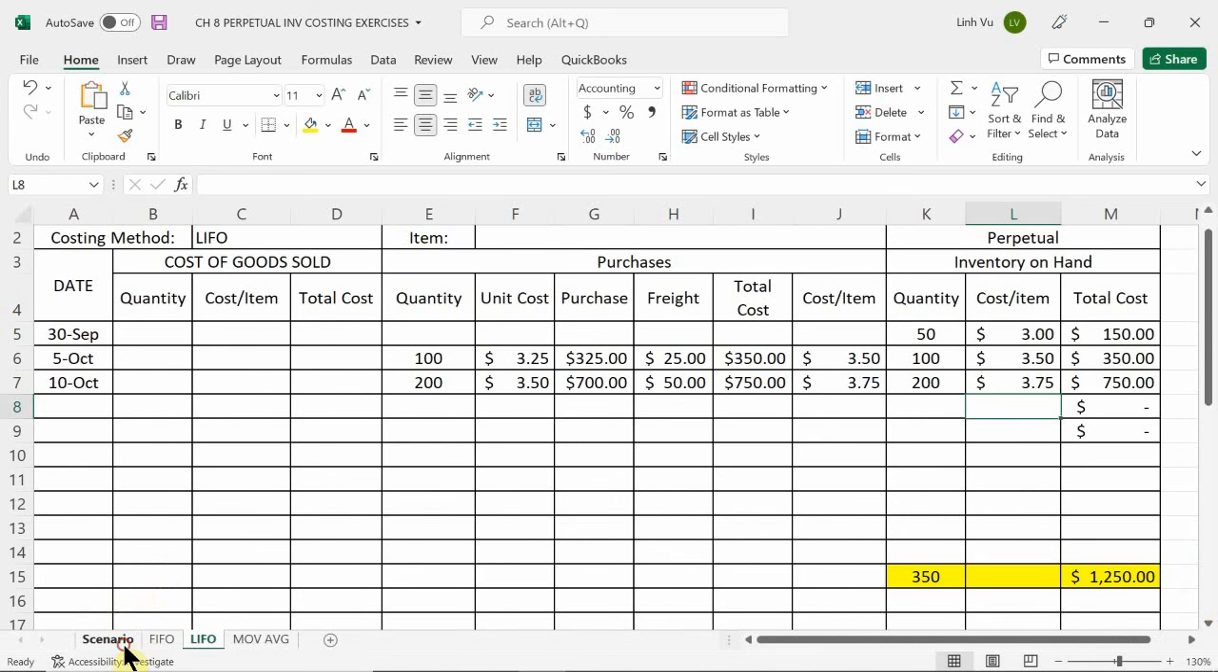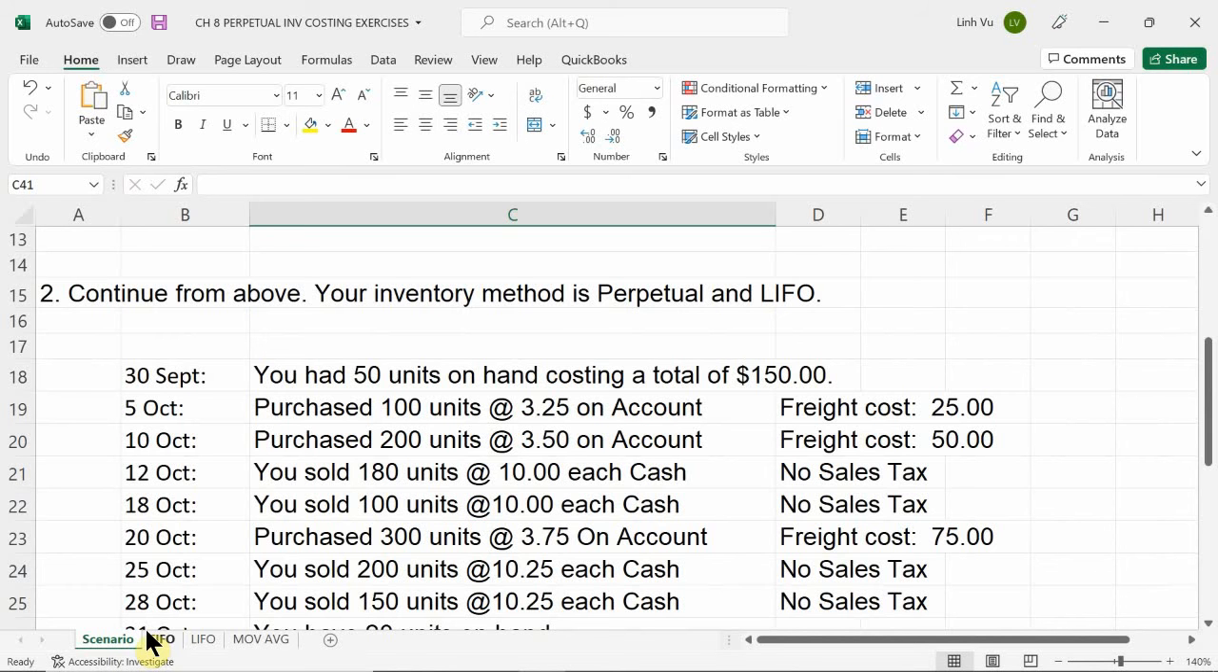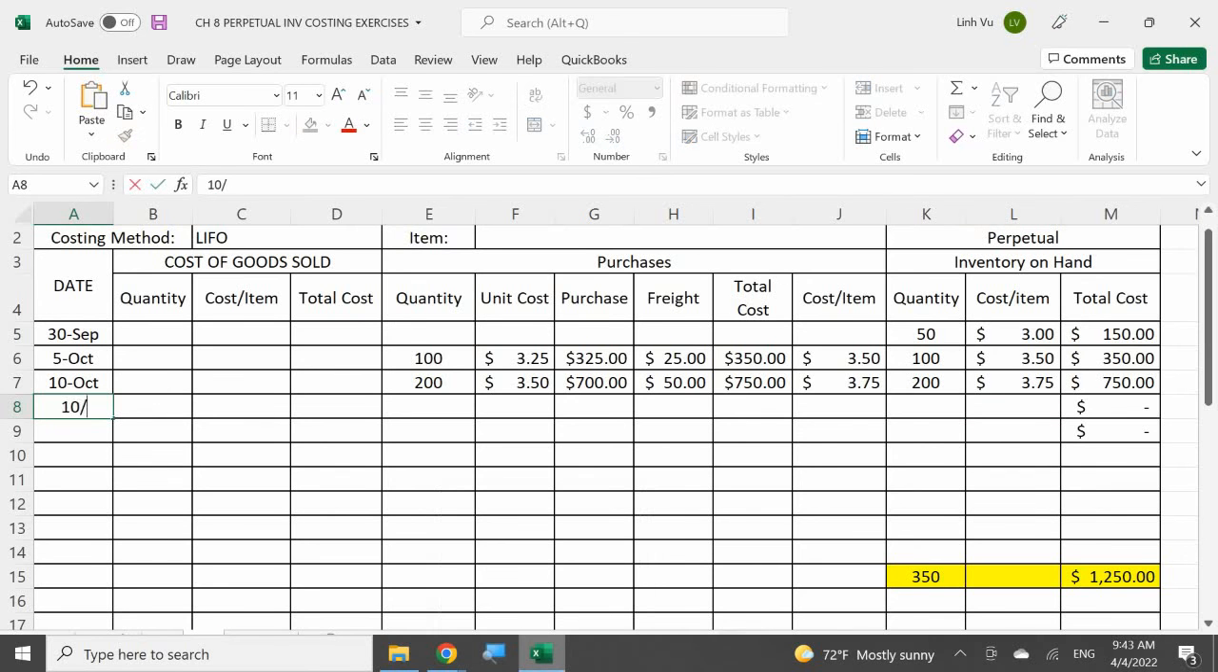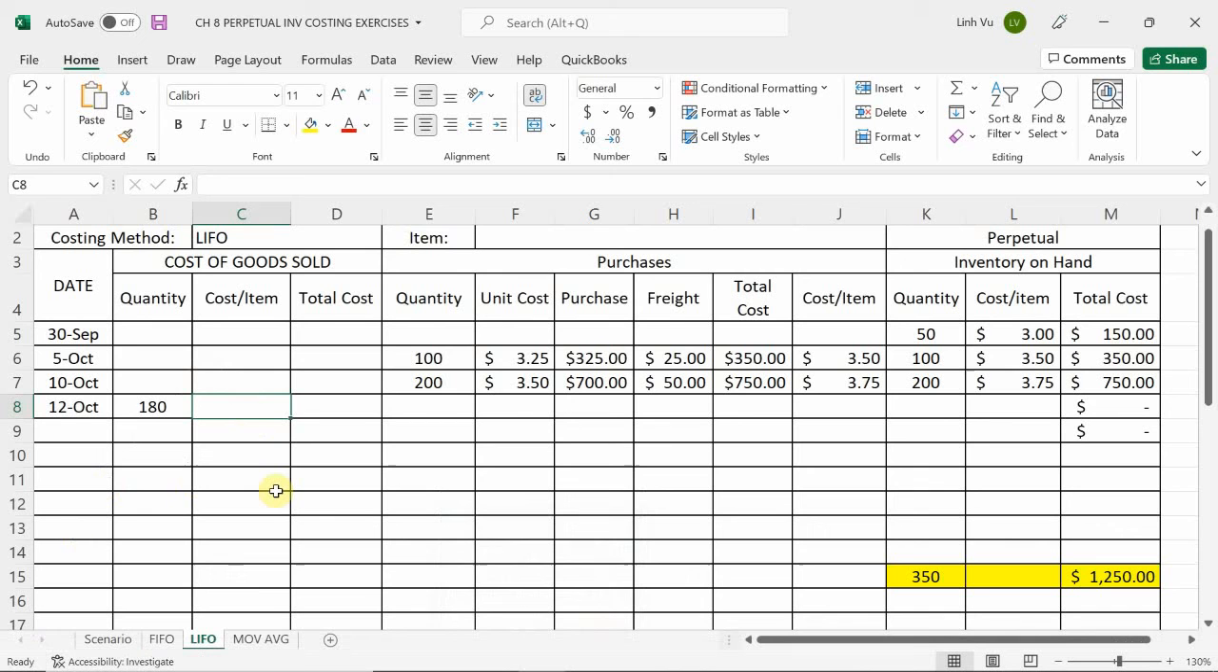Okay, so let's see what happened next. October 12th rolls around, and you end up selling 180 units for $10 each. I sold a total of 180 units. Now, looking at your inventory on hand and using the method of LIFO, which batch of inventory am I going to sell from first? The 200 at $3.75. So I definitely have enough to cover 180 because my last batch has 200 in it.